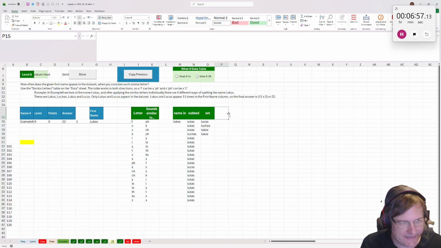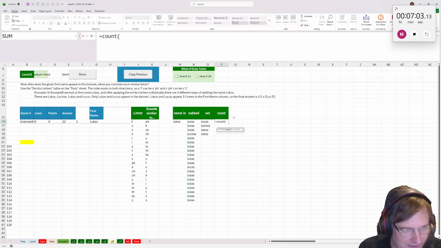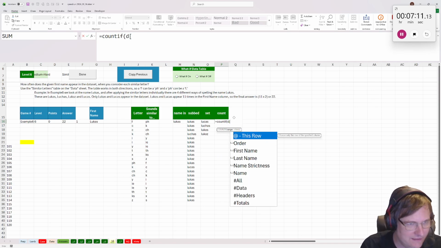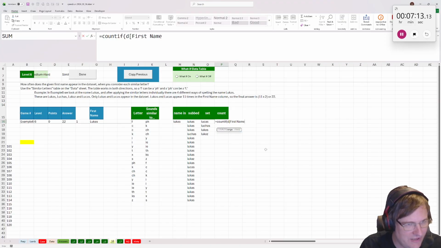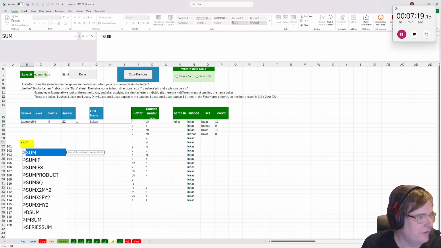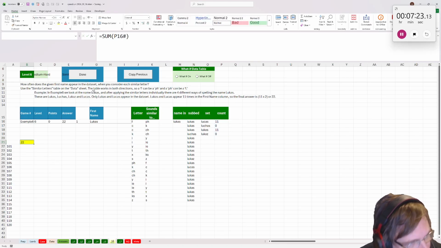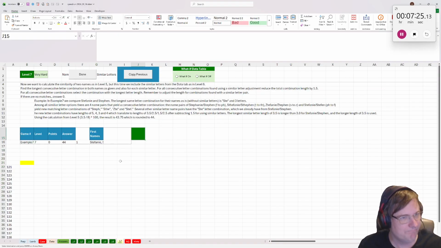And now I've got to count them, right? So how many times do these appear? COUNTIF will broadcast without me having to map it. The range that I'm checking on is D, first name, and then the criteria is each of these. So add these up, and that's the answer to this one.